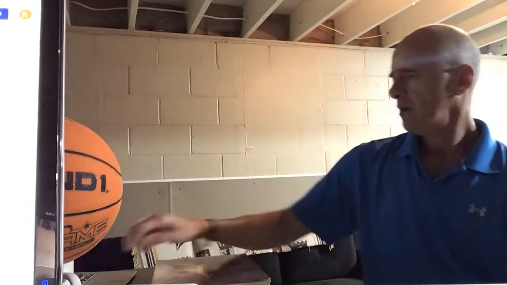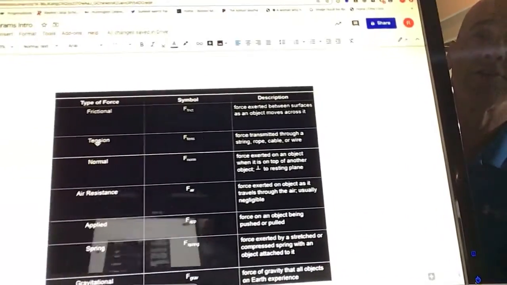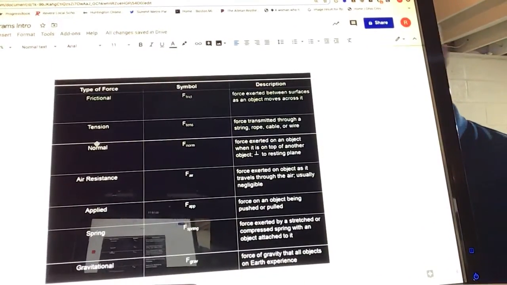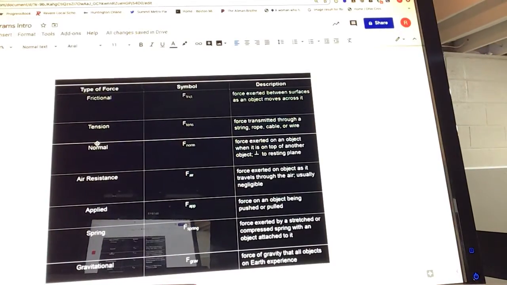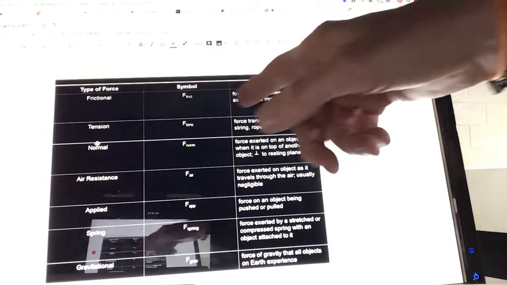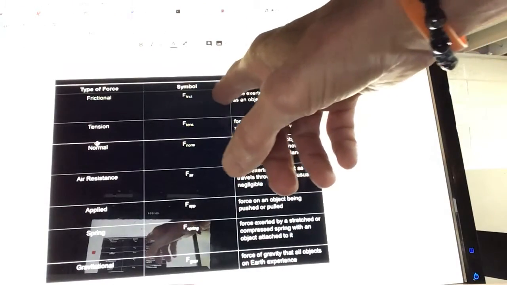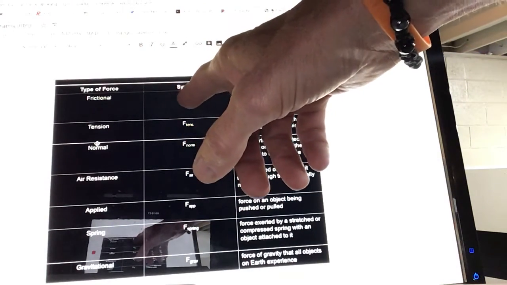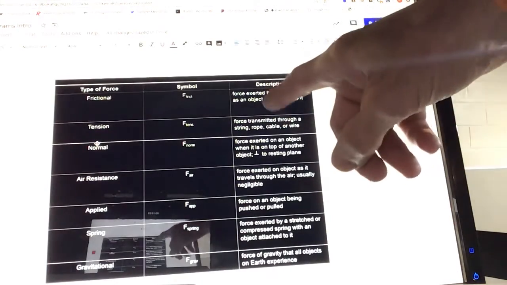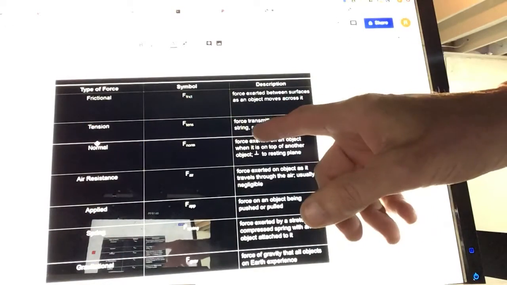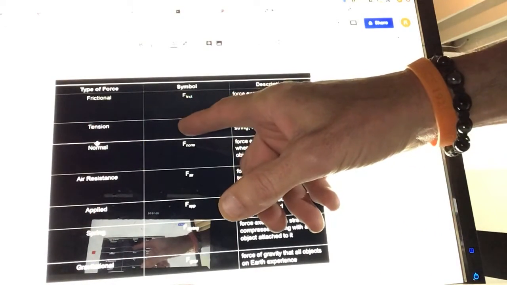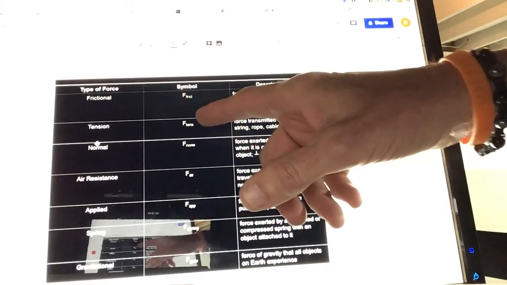I'm going to go to this page now, and here's how these are expressed. And they actually didn't put one in here. So frictional force between surfaces, book on a table, hockey puck on ice, is friction, and it's represented as F-frict, F-R-I-C-T, force exerted between surfaces as an object moves across it. Tensional force, as I mentioned, is force transmitted through a string, rope, cable, or wire. That's represented as F-tens. That's tensional.